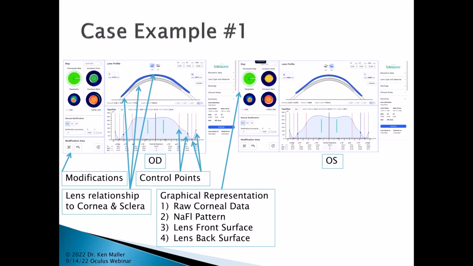Since it knows what the shape of the cornea is and it knows what the shape of the lens you just designed, it can also predict what the fluorescein pattern should look like, and that's what this fluorescein pattern for this particular scleral lens should look like. The upper right is the profile of the lens front surface represented graphically, and then the lower right is the back surface of the lens represented graphically with colors.